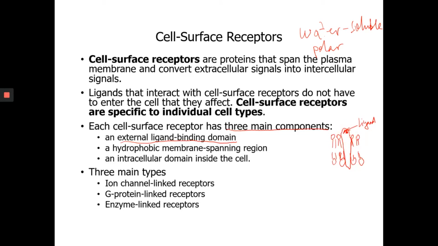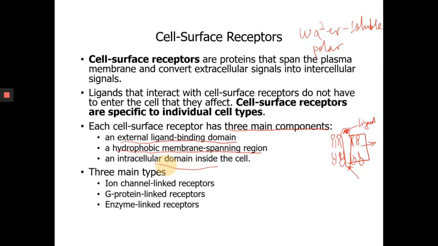From here to here is the part that spans through the membrane. This is the hydrophobic membrane spanning region. This area of the protein receptor is very hydrophobic because it has to come into contact with the fatty acid tails of the phospholipid. And the last area is the intracellular domain on the interior of the cell. Those are the three components.